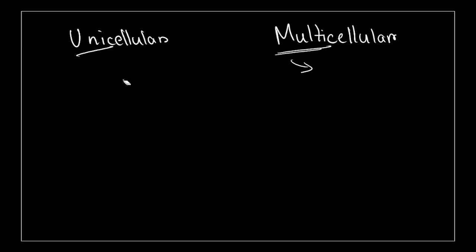There is a really small organism called Spirogyra. It's really small, but still it's made up of more than one cell, so it is a multicellular organism. And one of the most common multicellular organisms that you should know is you, a human. So that's pretty much the basics of unicellular and multicellular organisms.